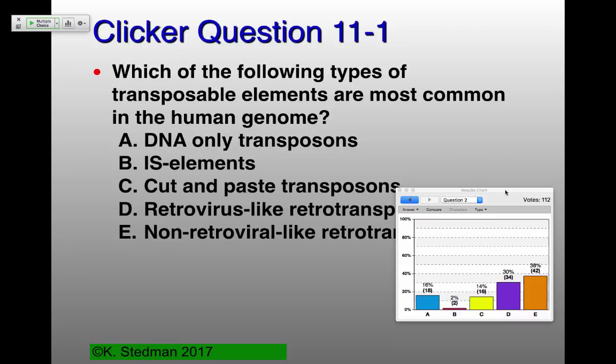Nobody liked my IS elements. That's actually, in my favorite organism, IS elements are, in fact, the most common of these transposable elements. So that gets us to retrovirus-like and non-retroviral-like. What are the non-retroviral-like? Lines and signs, which make up a little over 30% of our genome. So E is the correct answer.